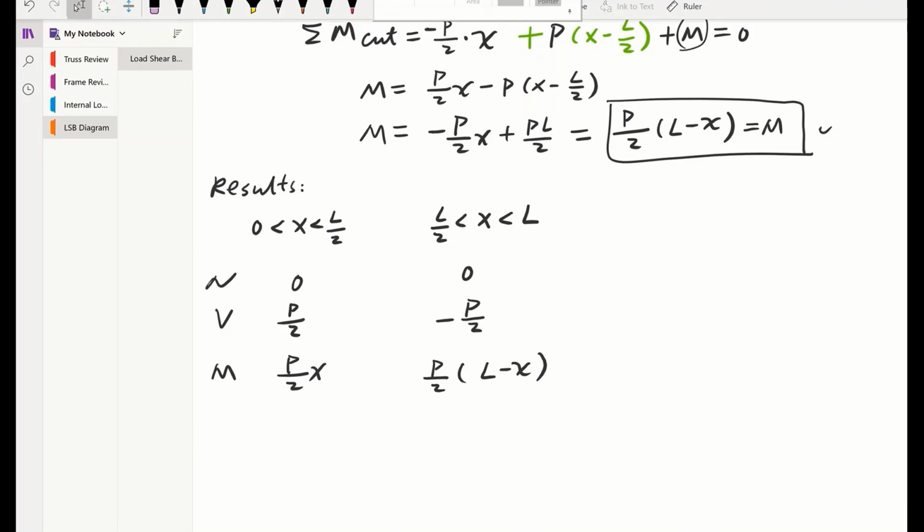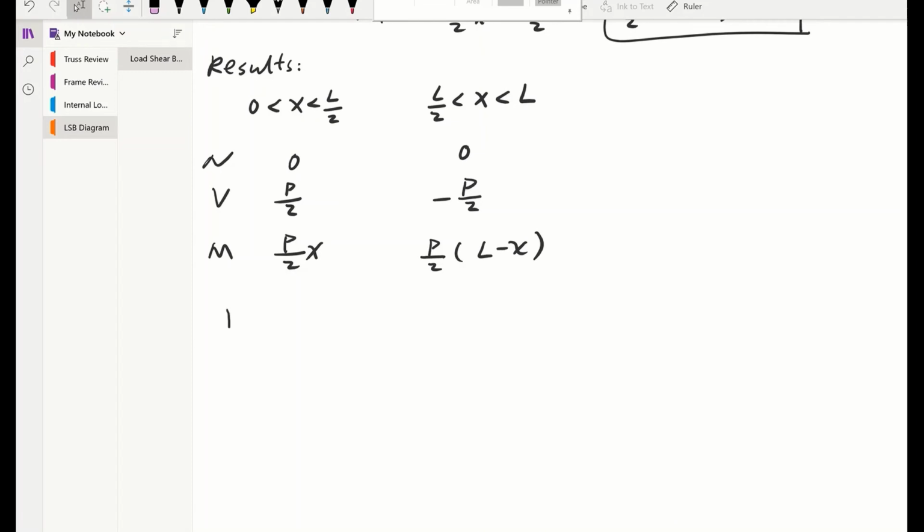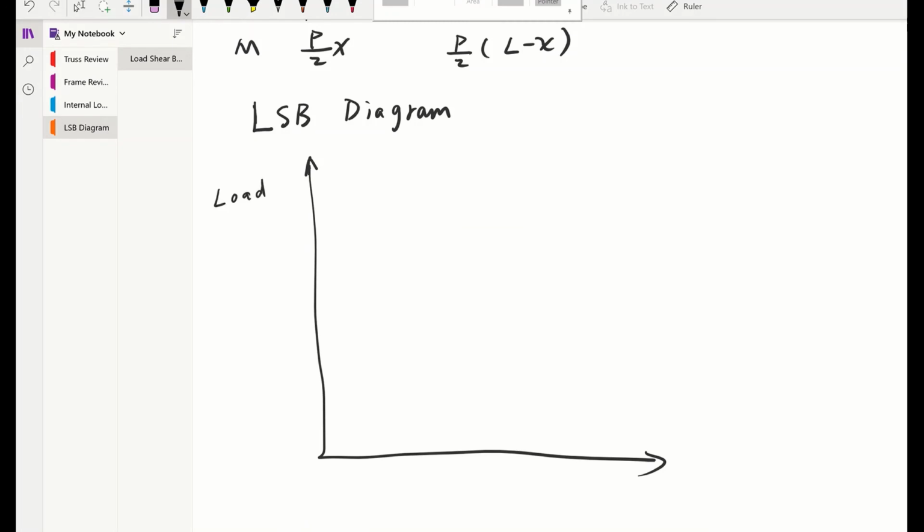One last thing to recap everything, to show these results in a visual way, it's going to be our load, shear, bending diagram. So let's start to draw this load, shear, bending diagram. The LSB diagram is basically a 3-tier diagram. I always think about this as a wedding cake. So the first tier is going to be your loading, the second will be your shear, and the last one will be our bending.